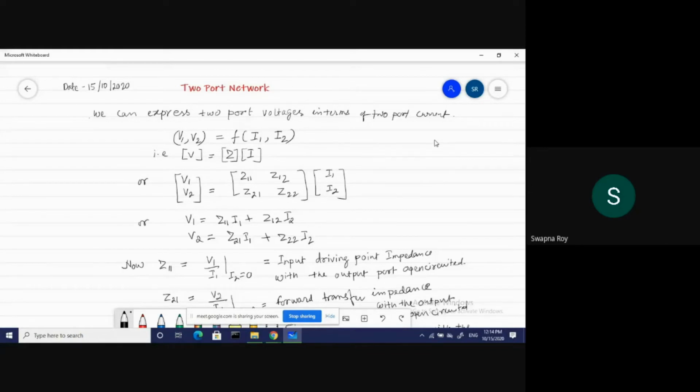In the impedance parameter, we express the input port voltage and output port voltage as a function of input port current I1 and output port current I2.